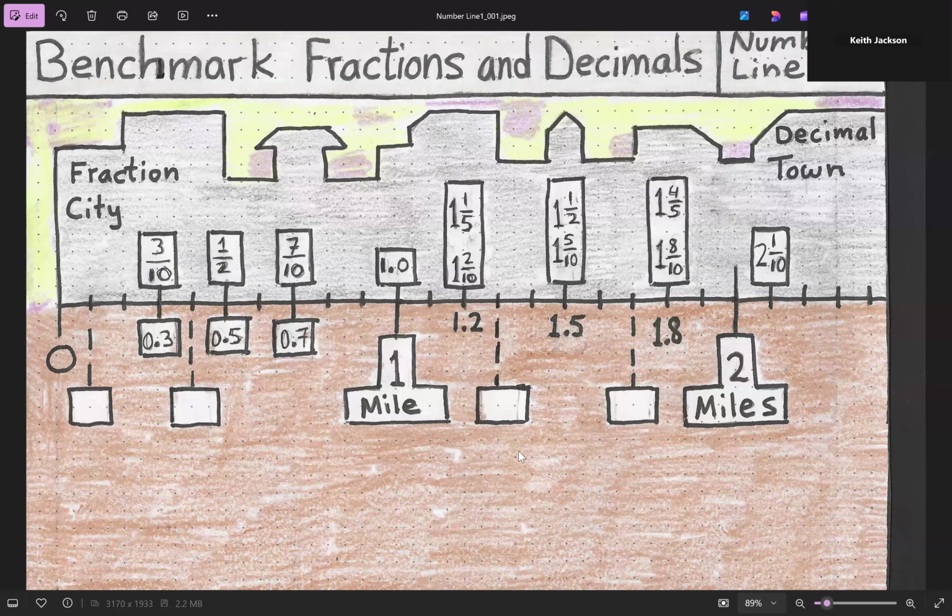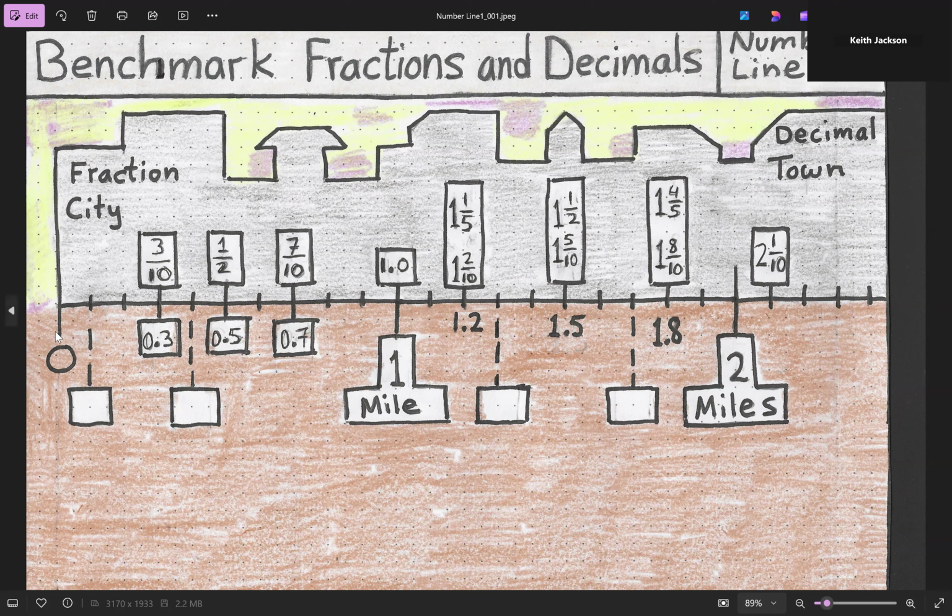Right now you're looking at the fourth video in a series of videos related to the understanding of benchmark fractions along with their benchmark decimals. We're going to gain a deeper understanding of benchmark fractions and benchmark decimals by going to a place known as Fraction City, or shall we call it Decimal Town. We can call this place either one because fractions and decimals are interchangeable. They really represent the same thing.